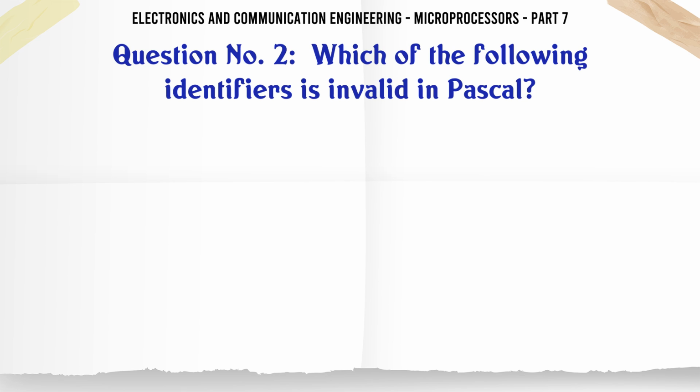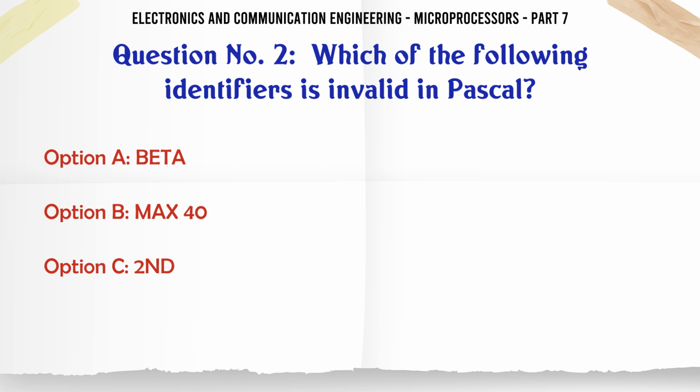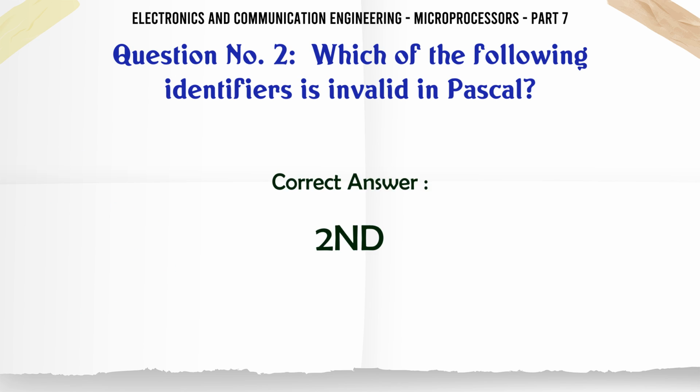Which of the following identifiers is invalid in Pascal? A, beta. B, max 40. C, 2nd. D, a max. The correct answer is 2nd.